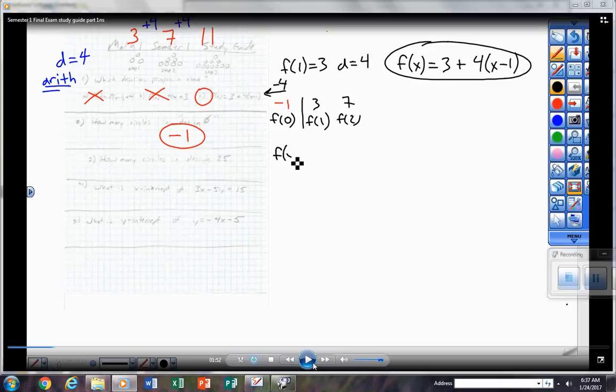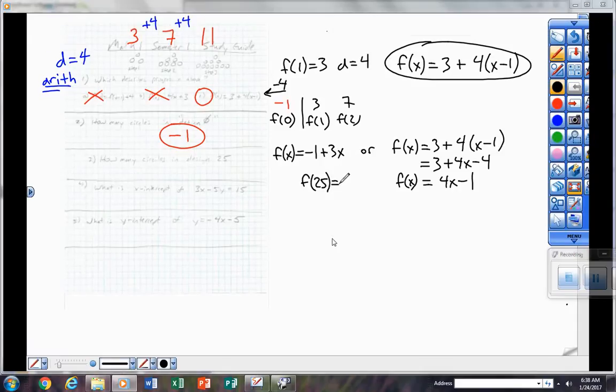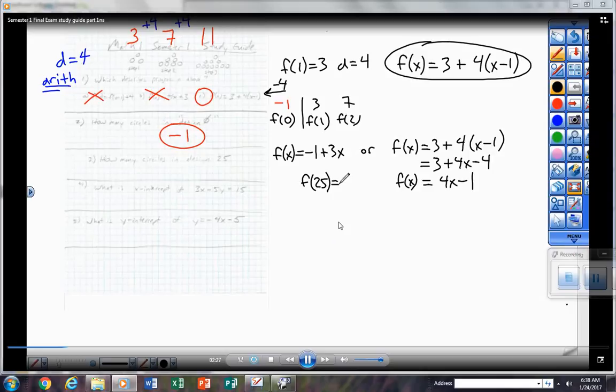Alright, for number 3, to find how many circles in design 25, I'm going to find again the explicit function for this sequence, and again I'm going to change that to a 4 right there. So again, I could either use the explicit function where I use the 0 term and then 4 right there, d, or I could again use this first term here and d here to get that same 4x minus 1, and again I'm going to fix that to be a 4. Again, to find that 25th term, just take that explicit function, 4x minus 1, and evaluate it for 25. So here we go, I'm making that change to make that correct.